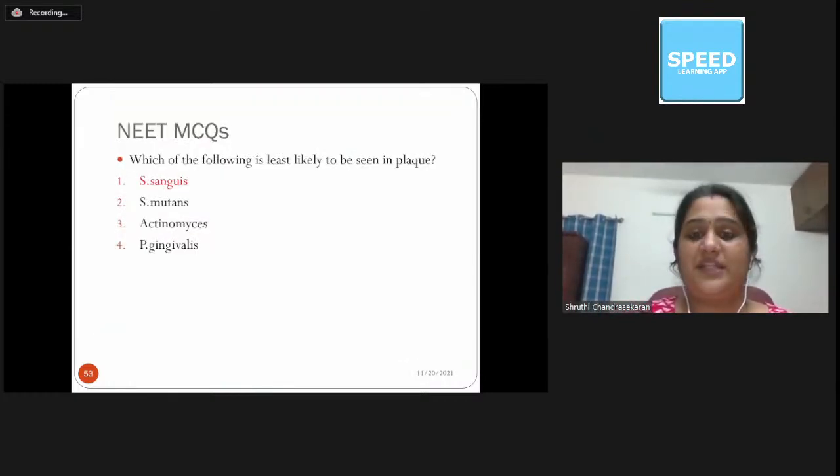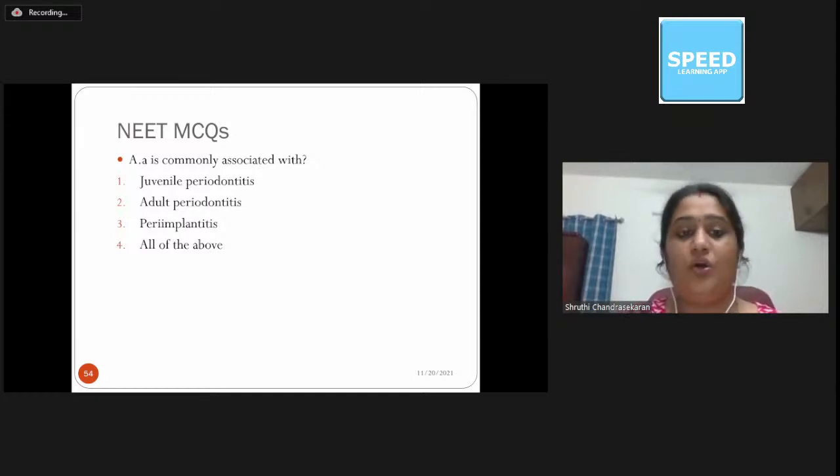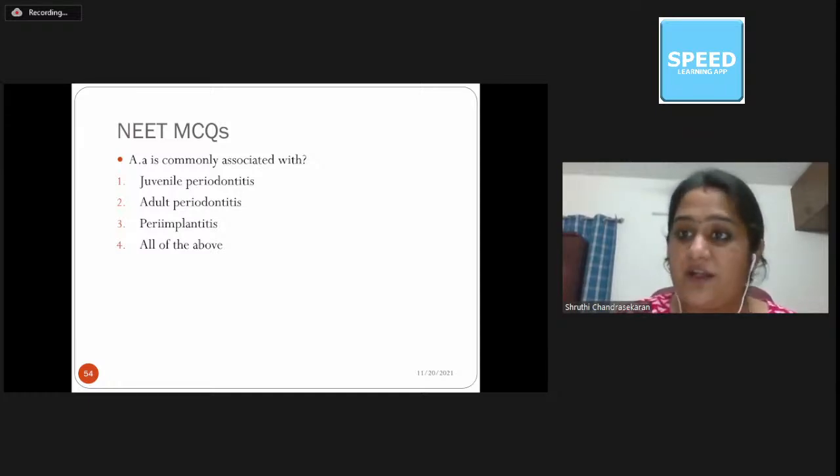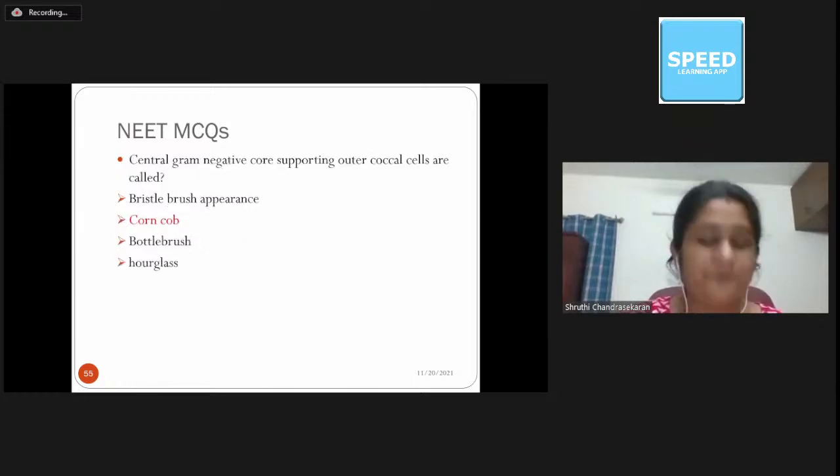Which of the following is least likely to be seen in plaque? It is the Streptococcus sanguis species, which is most commonly associated with healthy plaque in the periodontal sulcus. Aggregatibacter actinomycetemcomitans is commonly associated with, as I just mentioned, localized aggressive periodontitis. But in this question, they've given you juvenile periodontitis, adult periodontitis, and peri-implantitis. Aggressive periodontitis was initially called juvenile periodontitis. So the answer is juvenile periodontitis.